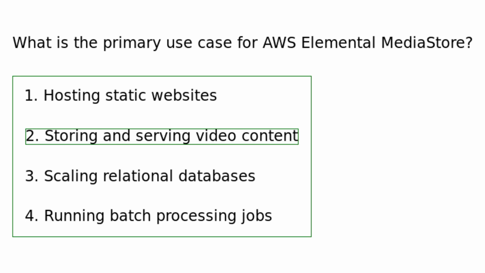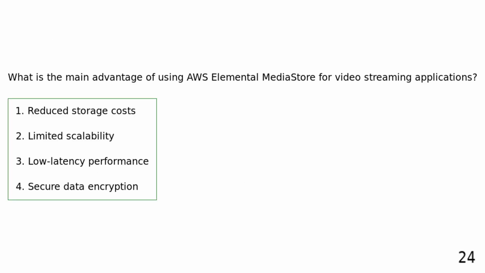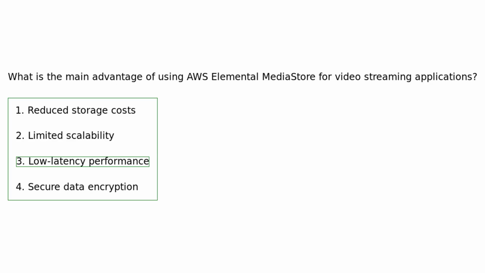for media workloads. What is the main advantage of using AWS Elemental MediaStore for video streaming applications? Reduced storage costs. Limited scalability. Low latency performance. Secure data encryption. The main advantage of using AWS Elemental MediaStore for video streaming applications is its low latency performance, ensuring smooth playback and minimal buffering for users.